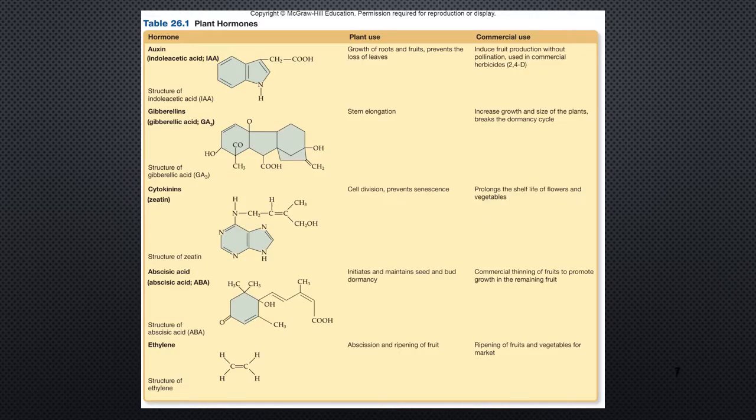So plants have all kinds of different hormones, and we're going to be looking at these today. So you're going to have them on your chart. You don't have to copy this down right now because we're going to go through each one, but just giving you an idea of what plant hormones look like, what they're called, what their uses are, that sort of thing.